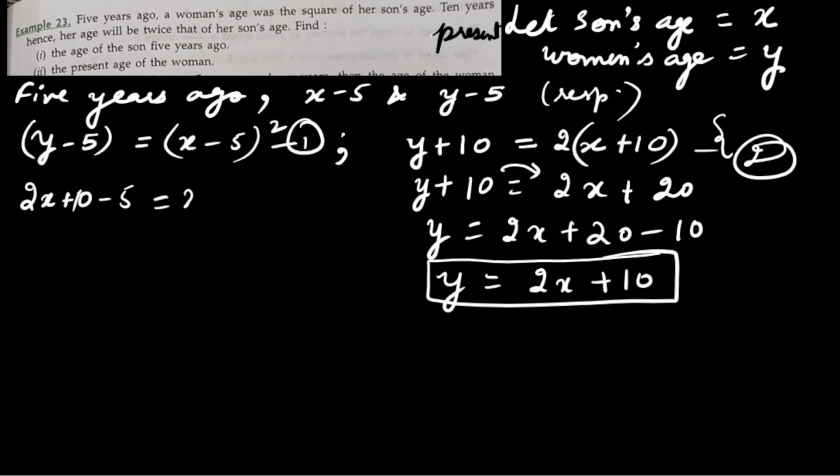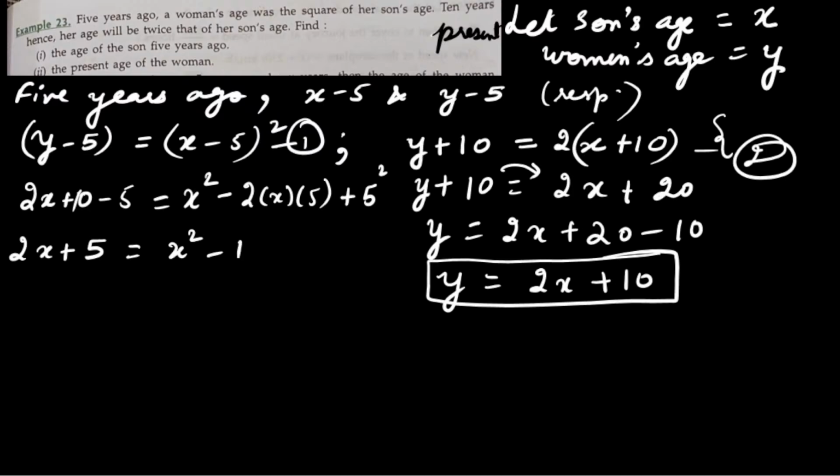So the a minus b whole square formula: a square minus 2 into a into b plus b square. B is 5, so 5 square. I have just applied the formula here. So 2x plus 10 minus 5 is 2x plus 5, which is equal to x square minus 10x plus 25. So 5 square is 25.